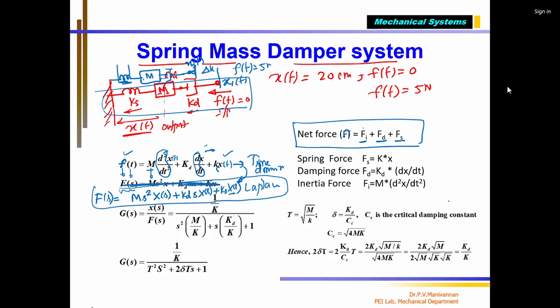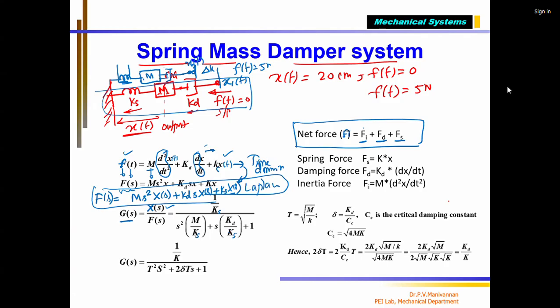Now that we have this, we need to find what is called the transfer function. Transfer function G of s equals output X of s divided by input F of s, which is nothing but 1 by k. I think you have noted down this Laplace equation. Now we'll write the transfer function. G of s equals X of s divided by F of s, which is 1 by k in the numerator, divided by (m by k) s square plus s into kd divided by k plus 1. Again, you can write ks, the spring stiffness.